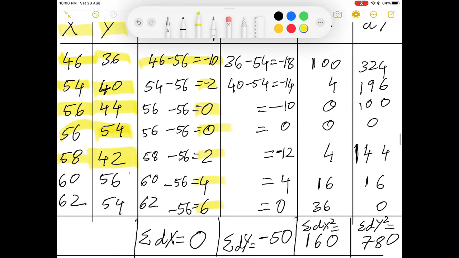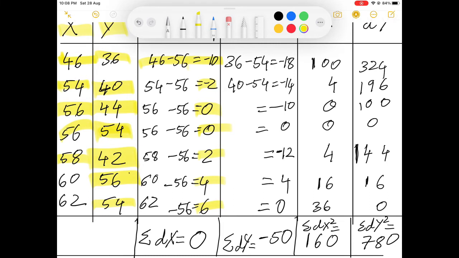42 minus 54 is minus 12, 56 minus 54 is 4, oh no, it should be 2, there is an error. Anyways, we'll look at the problem, the method you understand, this error has to be corrected. So instead of 4, I should be having 2 there. Anyways, so now I cannot correct it, let's leave it as it is. Just learn the method and do the correction later on in your own calculations. 54 minus 54 is 0.